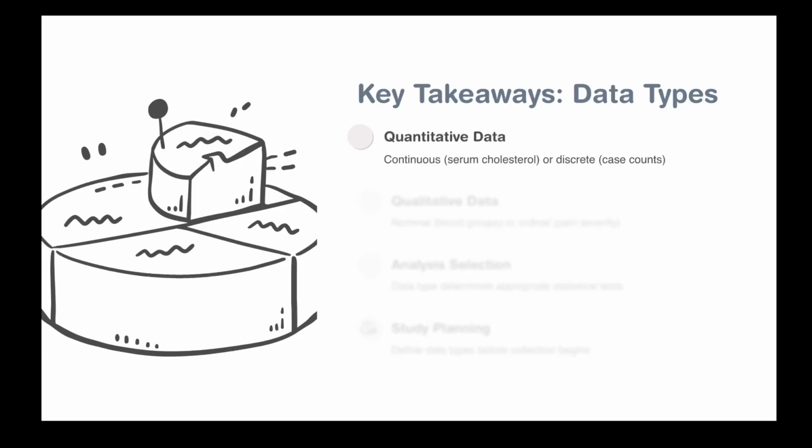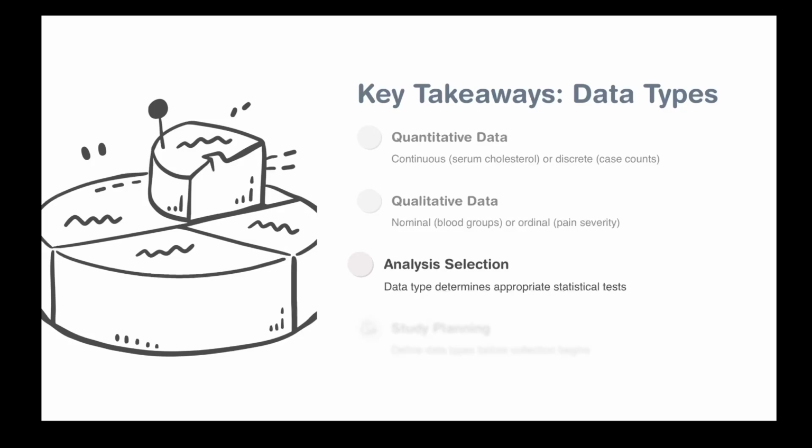Okay, quantitative data, we need to understand that it can be continuous or discrete. Qualitative can be nominal or ordinal. And for analysis selection, the data type determines appropriate statistical tests. And for study planning, the most important thing is we need to define our data types before collection begins.